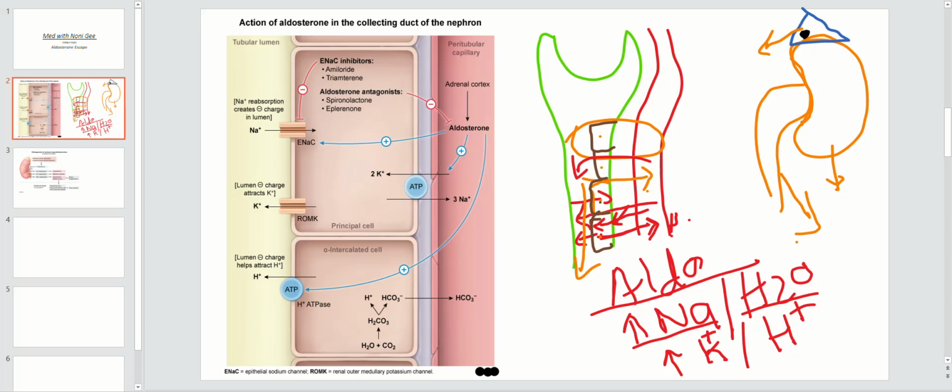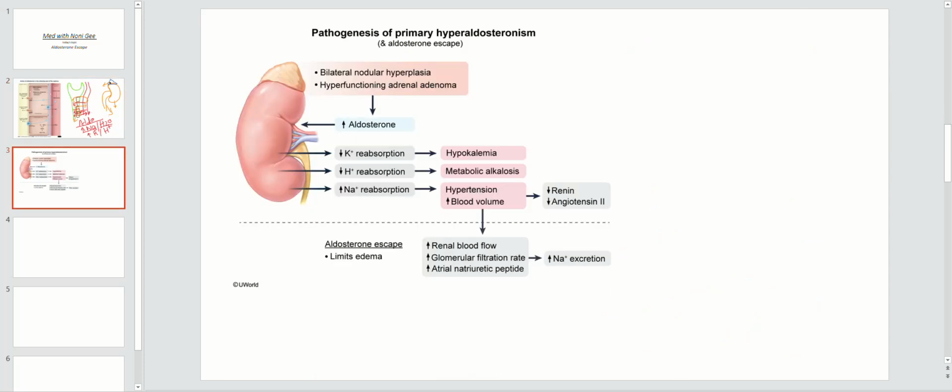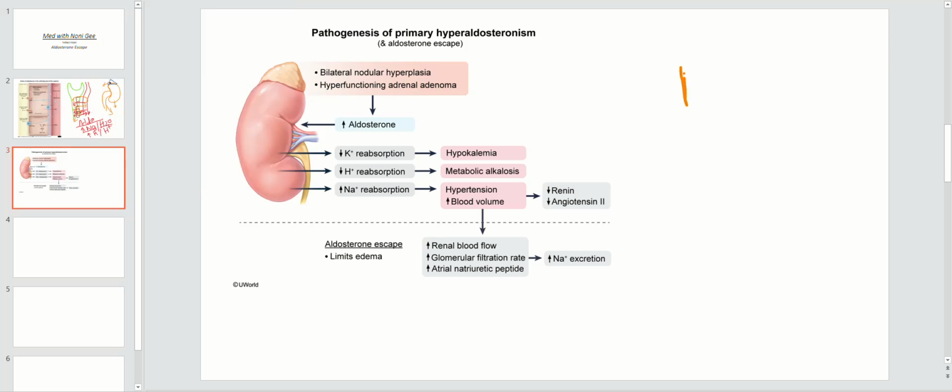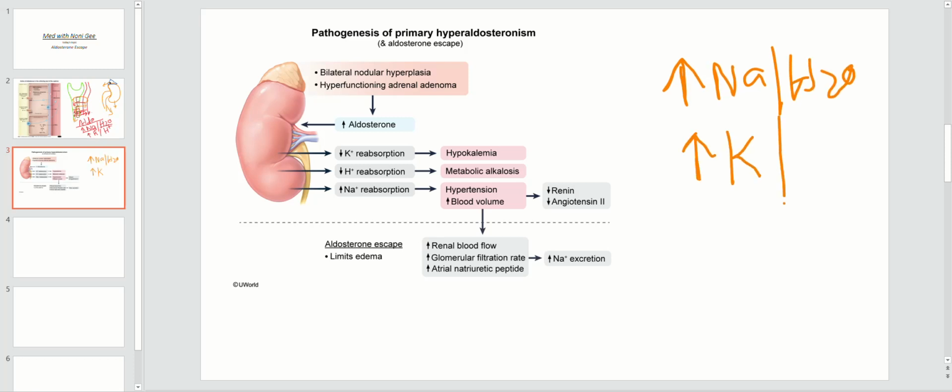Now what is happening in aldosterone escape, right? Aldosterone escape is basically the pathogenesis of primary hyperaldosteronism, right? As I told you, whenever you have increased aldosterone, you increase sodium reabsorption along with water, and you also increase potassium and hydrogen excretion, right? So in case of primary hyperaldosteronism, why is it happening? Due to binodular hyperplasia of the adrenal gland or your adrenal adenoma, which is hyperfunctioning.